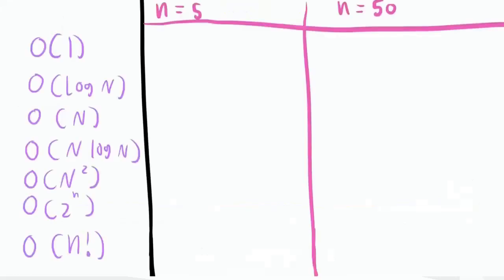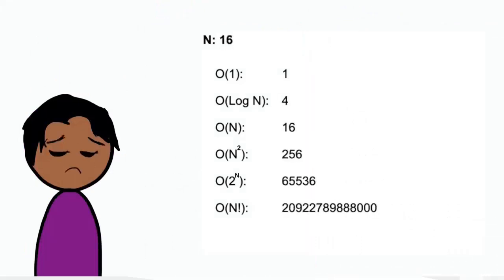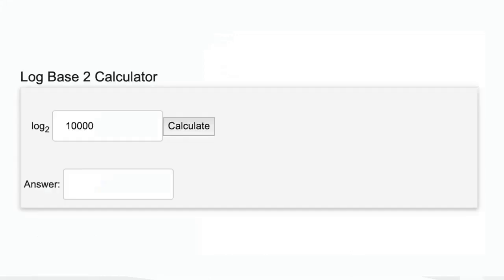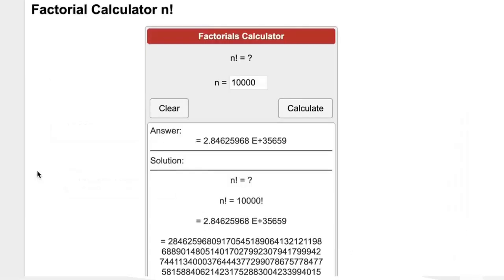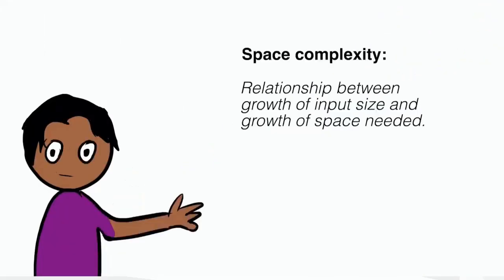Let's take a look at how many operations a program will have to execute in a function with an input size of 5 versus 50. It might not matter when the input is small, but this gap gets very dramatic as the input size increases. If n were 10,000, a function that runs in log of n would only take 14 operations, while a function that runs in n factorial would take far more. For big O notation, we drop constants, so O of 10 times n and O of n over 10 are both equivalent to O of n because the graph is still linear. And big O notation is also used for space complexity, which works the same way for how much space an algorithm uses as n grows.